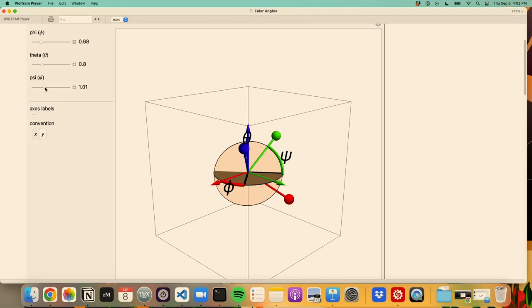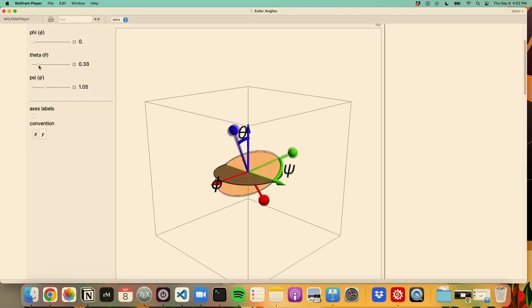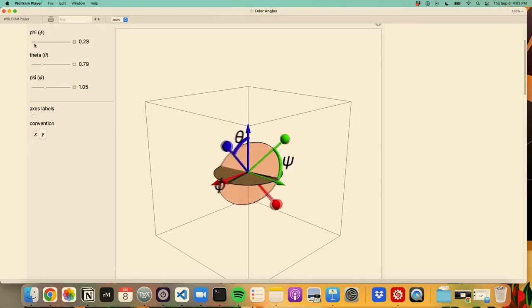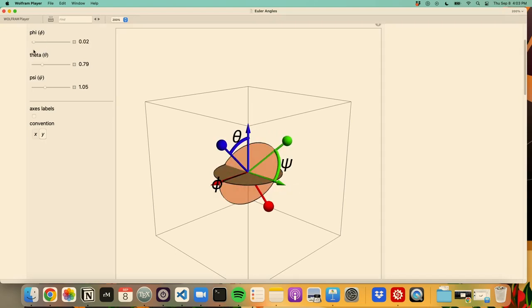So let me just go through that process one more time. Inertial blue, the inertial z-axis, that's this rotation. Inertial green, that's inertial y, that's this. And then inertial z again. So that's one particular Euler angle configuration.